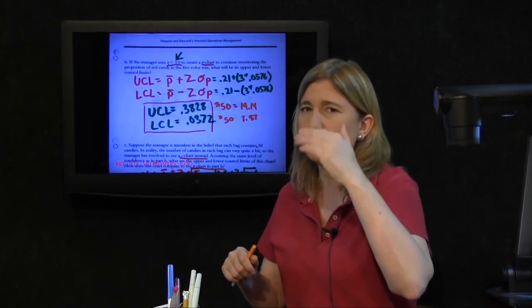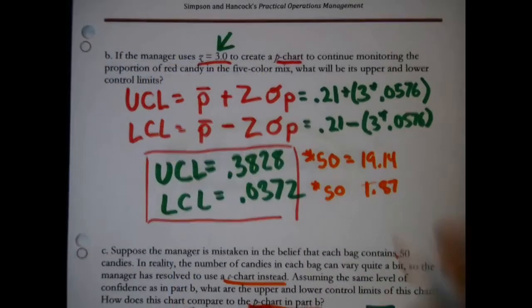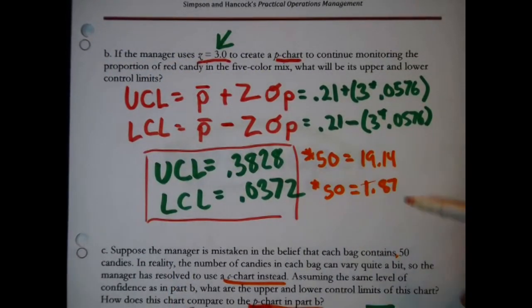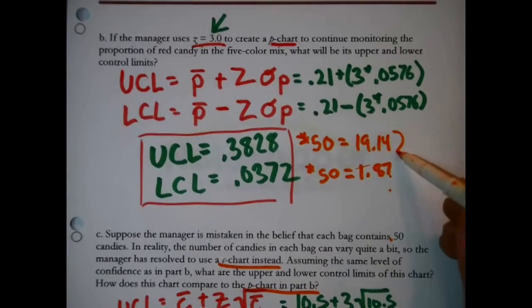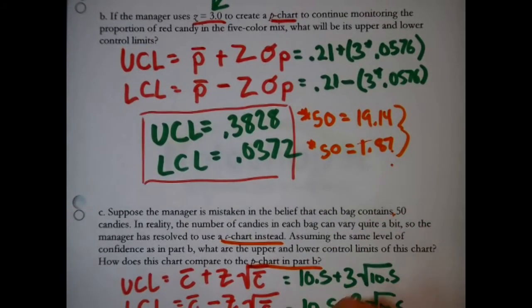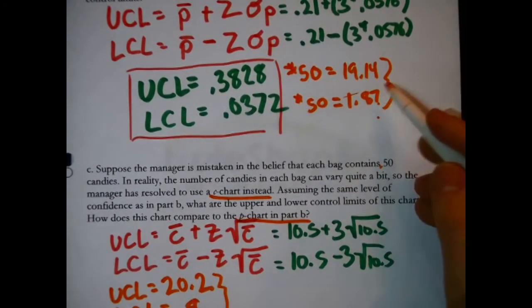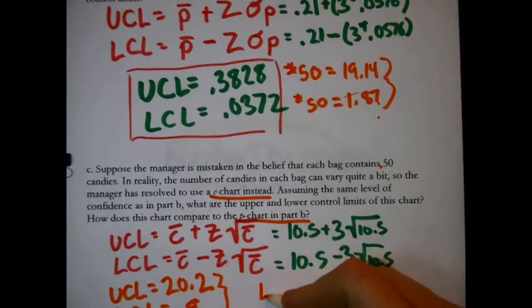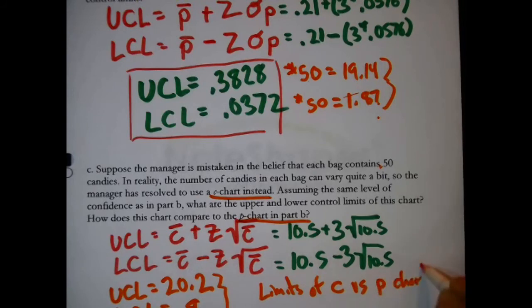If you saw 20, it'd be outside the limit. If you see as few as 2 blue candies, that would be okay. But if you saw 1 blue candy, that would be outside the limit. Interesting. These are similar. See the 20 and the 1 here? These are similar limits. The limits of C versus P chart similar.